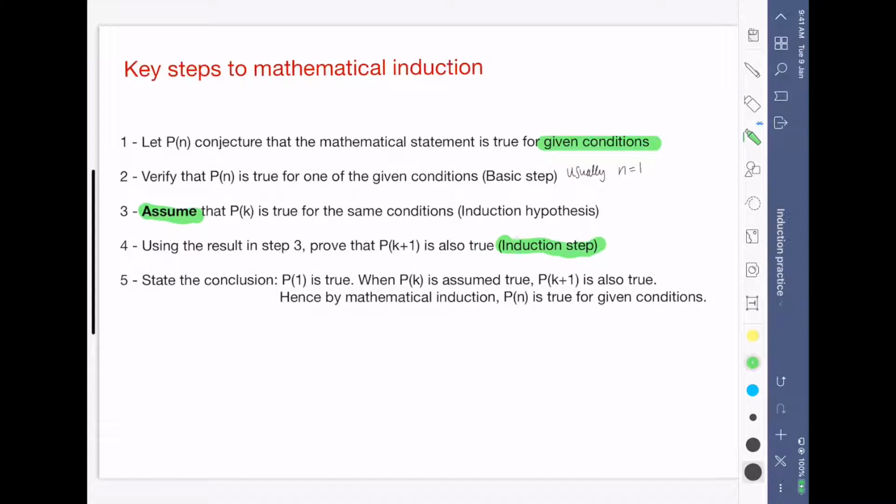After step 3, you go to the actual induction step, where you use the result from step 3 to prove that when P of k is assumed true, then P of k plus 1 is also true. If you successfully prove that P of k plus 1 is also true, you can write your conclusion. The conclusion would be: P of 1 is true. When P of k is assumed true, then P of k plus 1 is also true. Hence, by mathematical induction, P of n is true for given conditions, and then you've successfully finished your mathematical induction.